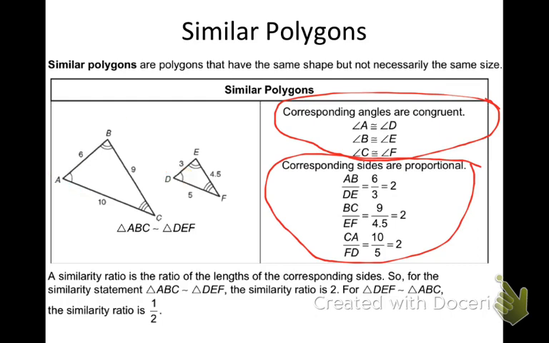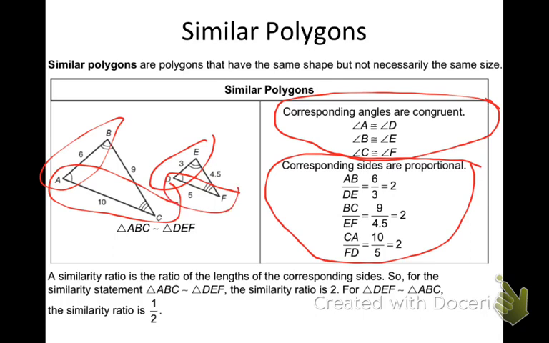So, for example, AB is like twice of DE. AC is twice DF. And BC would be twice EF. Or you could say half if you wanted to go the other way. You know, EF is half of BC. But it has a ratio. All of them would have to be the same in order to be similar. If one of them is different, they are not similar then.